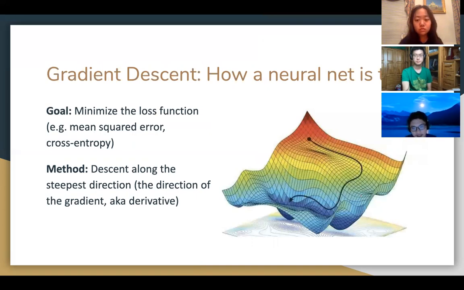A commonly used way to train neural networks is gradient descent. People normally use stochastic gradient descent for neural networks. That's a kind of gradient descent. And the general way is to minimize the loss function, such as mean squared error or cross entropy. It's just a measure of error. And you go along the steepest direction, which is the direction of the gradient.